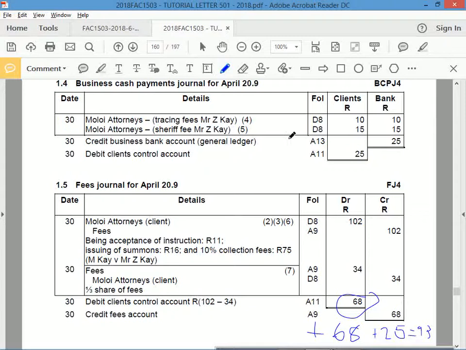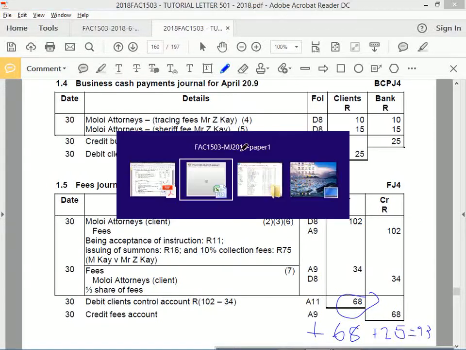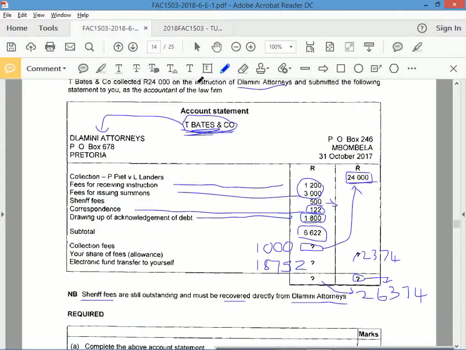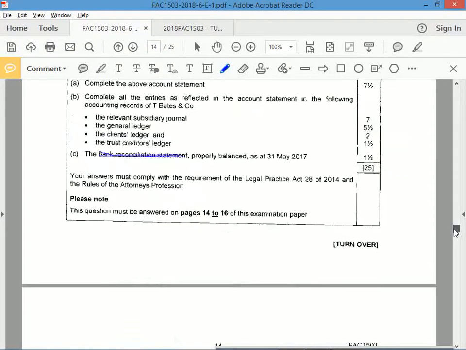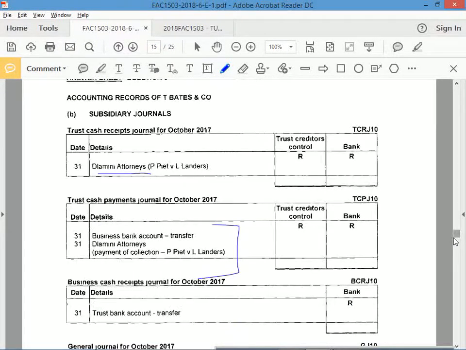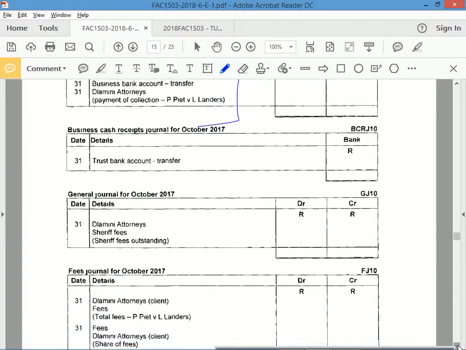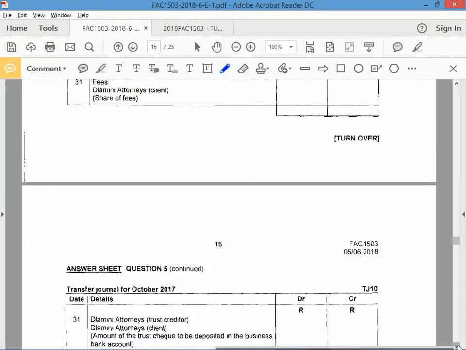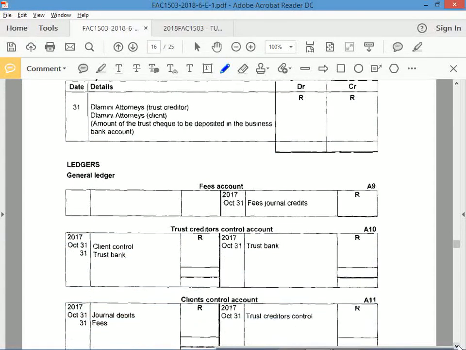So the business cash payments journal, what is the business paying? Let's go back and see. The business covers the share of fees, and that was all the business covered. So let's go back and record those. Let's do the journals first. If we look at the business cash payments journal, fees journal, where's the business cash payments journal?